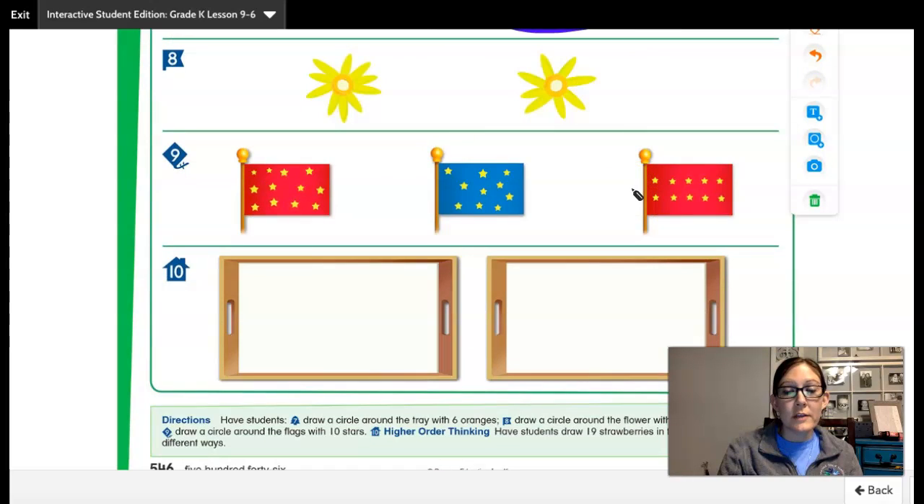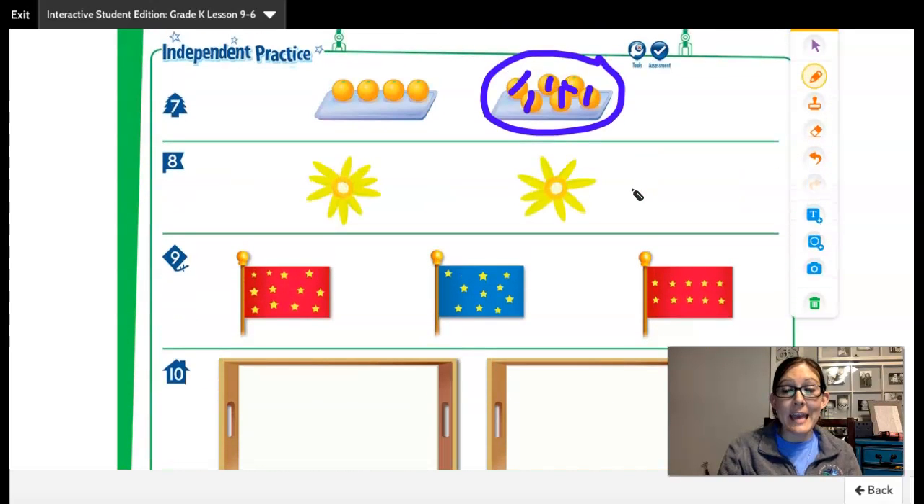I want you to draw a circle around the flower that has 8 petals. Pause and try it by yourself. Which one was it? Which flower had 8 petals? Did you mark them to make sure you got them all? 1, 2, 3, 4, 5, 6, 7, 8, 9, 10.